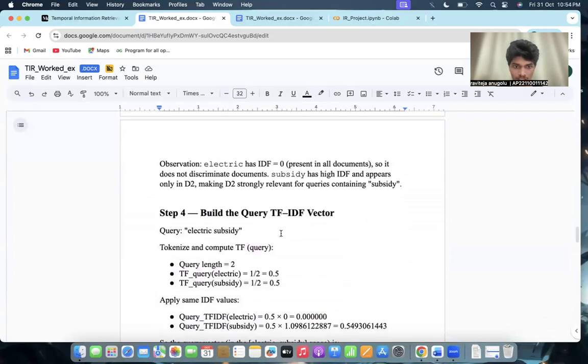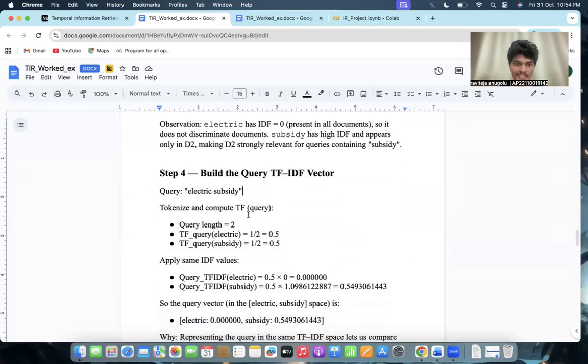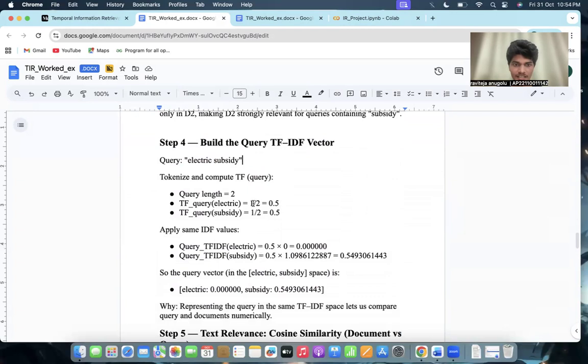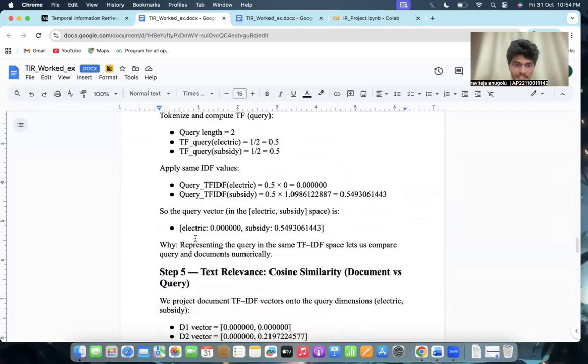By doing similar steps for the given query, the provided query is electric subsidy. We will tokenize it, calculate TF, and also calculate the IDF for the query tokens, electric and subsidy. And finally, we will vectorize it. For electric, it is 0, and for subsidy, it is 0.54.